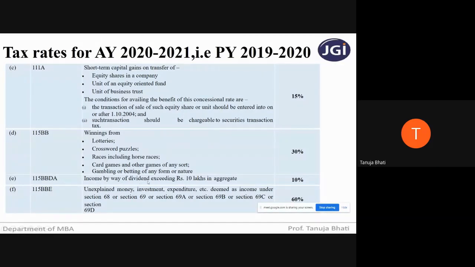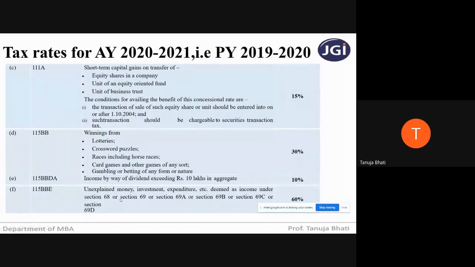Next, income if you're receiving by way of dividend, and whether the dividend amount is exceeding 10 lakhs, then you need to charge 10%. Only when your dividend is exceeding rupees 10 lakhs in a previous year, then you need to charge 10%. Next is unexplained money, investment, expenditures. You need to charge 60% tax.